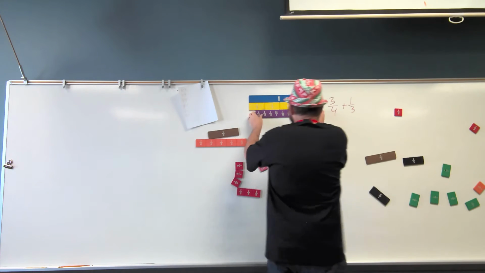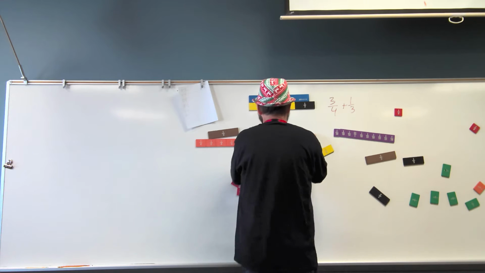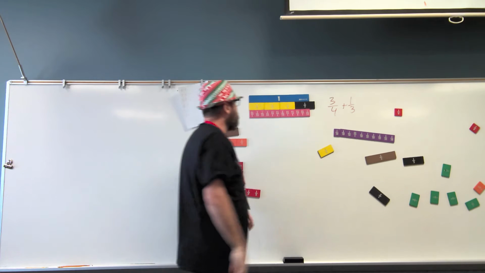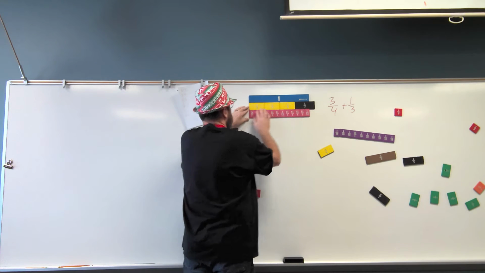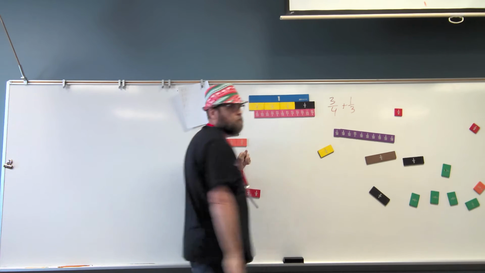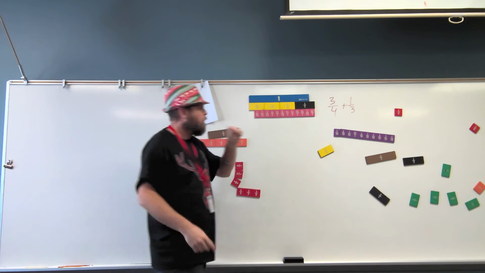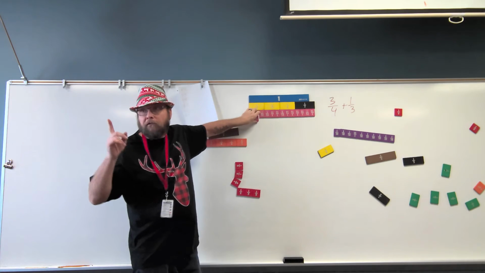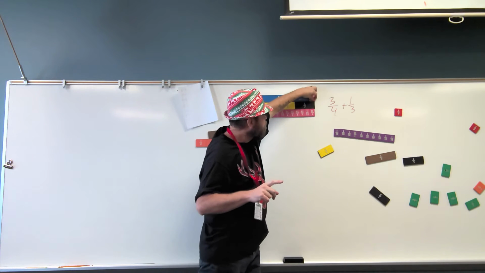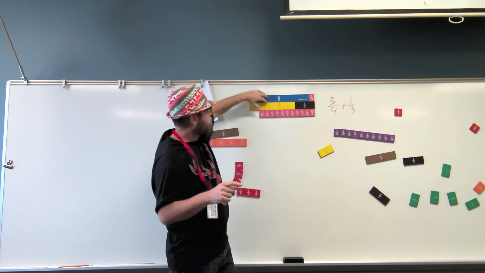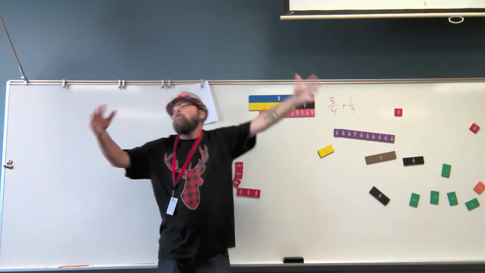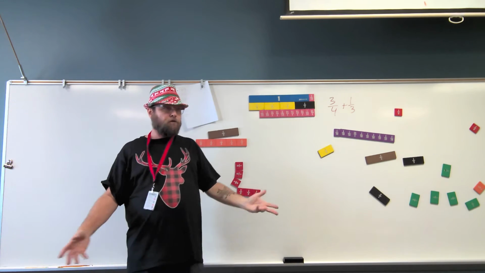AJ? 13 twelfths. Let's check that. So 12 twelfths is 1. 12 twelfths is still there. Now it's going to be 13 twelfths. Now watch this. I can move that up there, and this equals exactly that. And what would this be? 1 and 1/12. That turns it to a mixed number.